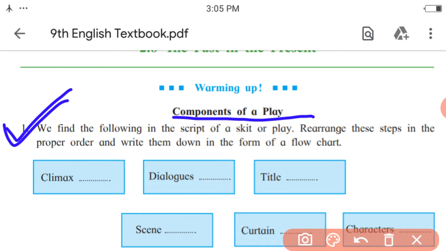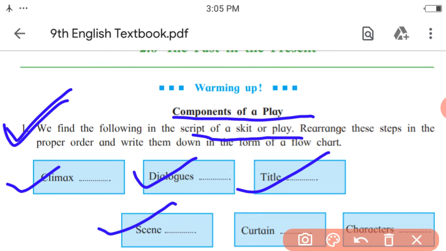We find the following in the script of a skit or a play. Rearrange these steps in the proper order and write them down in the form of a flowchart. Flowchart, that is writing each point one after another. Let us see what are the points given here. So it is climax, dialogues, title, scene. What is further? Curtain, and the last one, character. So in all, 6 points are given over here, or these are the 6 steps from the play or skit.